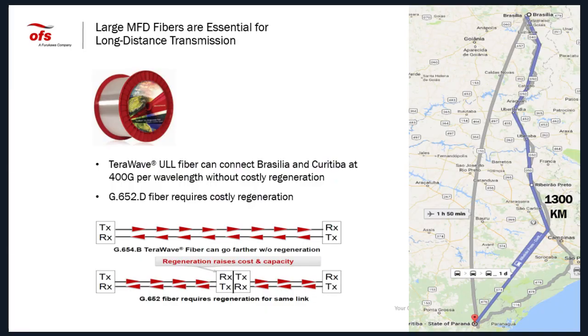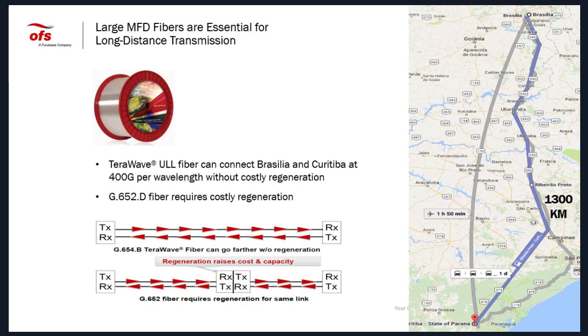Here's a good example that shows that the choice of the fiber for the application is very important, and a good choice can save a huge amount of money. For example, here is a link between Brasilia and Curitiba in Brazil, which is 1,300 kilometers, which is basically the same distance between Johannesburg and Cape Town.